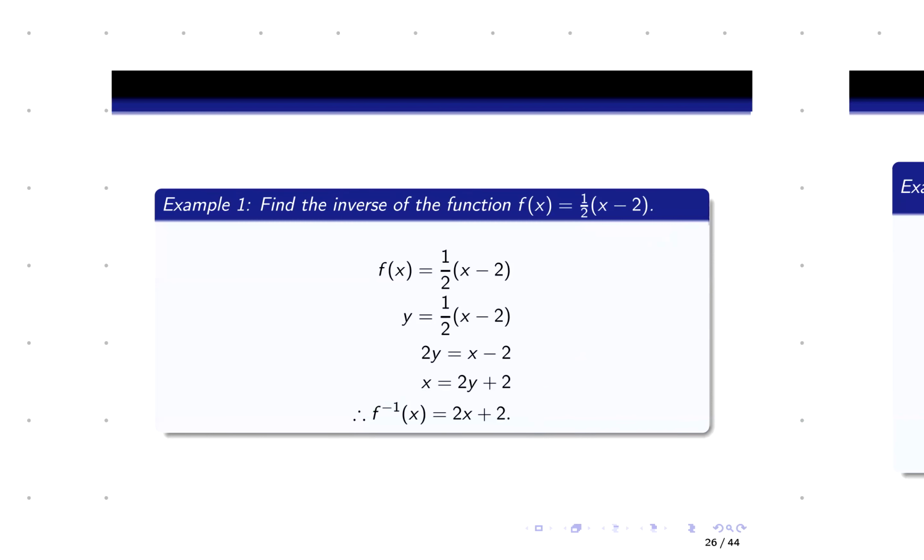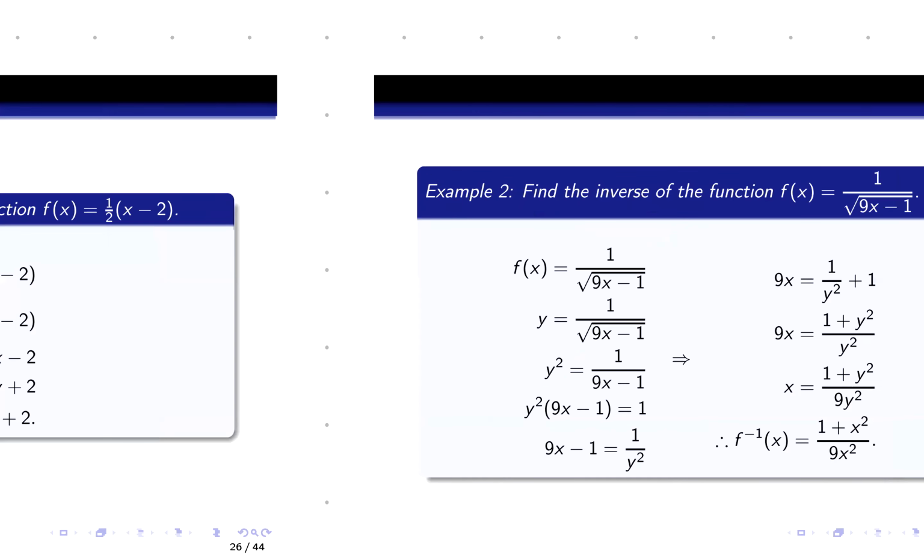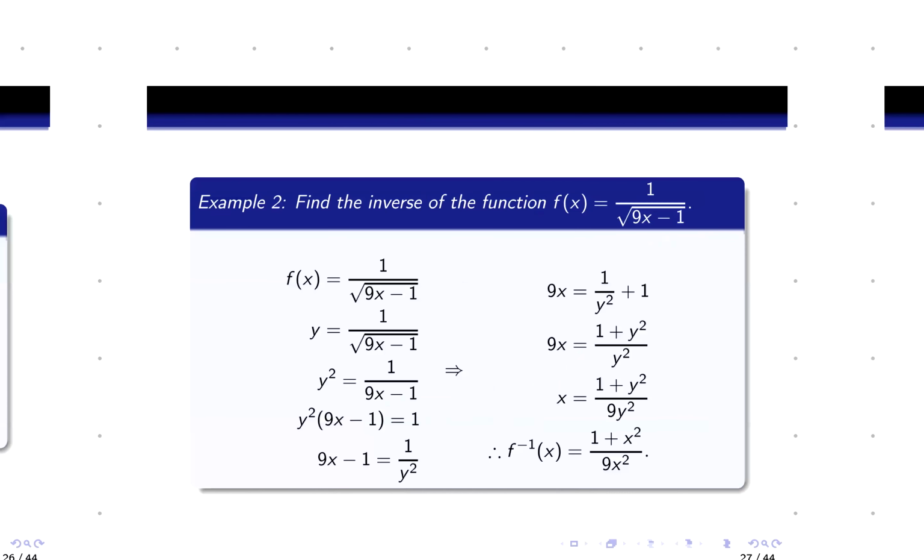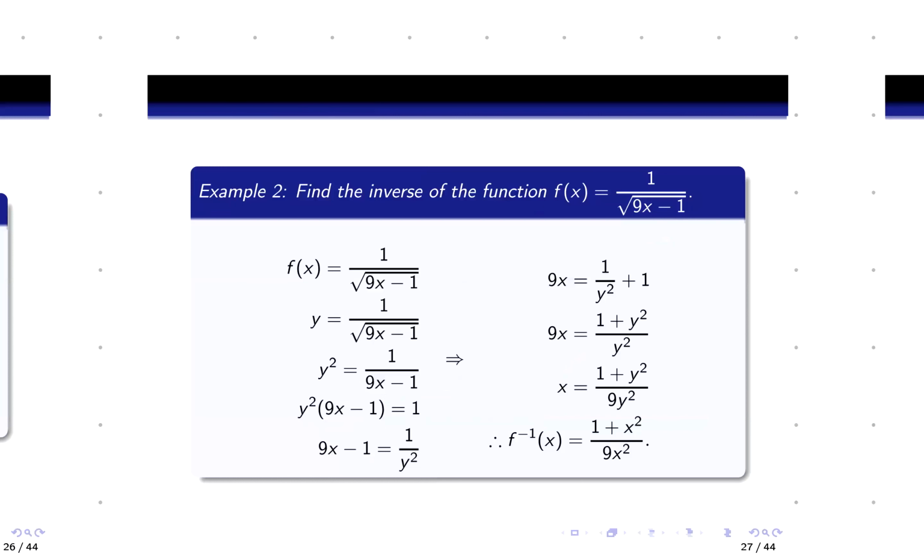Let's check another example, something a bit more difficult. We want to find the inverse of the function f of x equals 1 over square root of 9x minus 1. To make things easier, instead of f of x, we say y, because it's easier to handle y. So y equals 1 over square root of 9x minus 1. The next thing to do is, there's a square root here. We want to make x the subject.